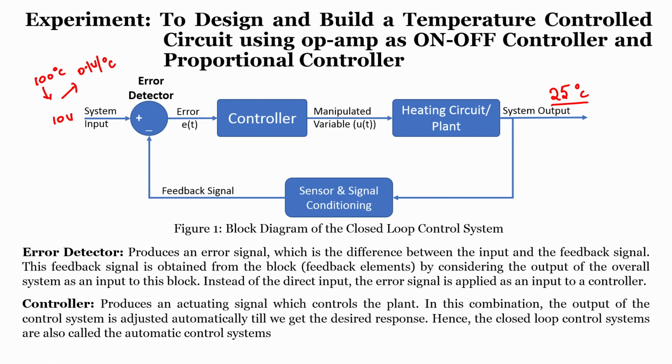If I apply the input as 10 volts, that means I am saying the plant should be at 100 degrees. It will always start at 25 degrees, since it is a heating plant. It will always be in degrees centigrade. But how will this system understand at what temperature it is, if it is in degrees centigrade?